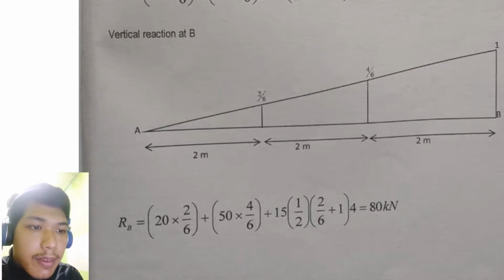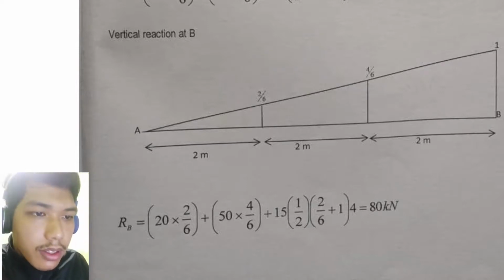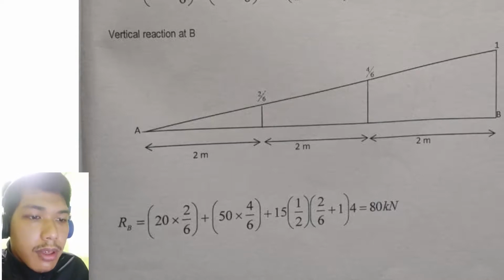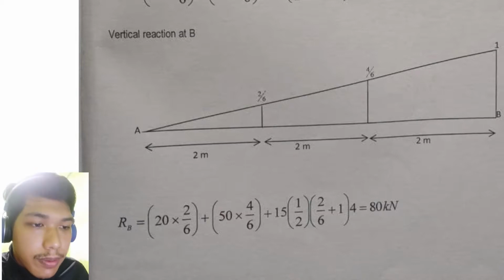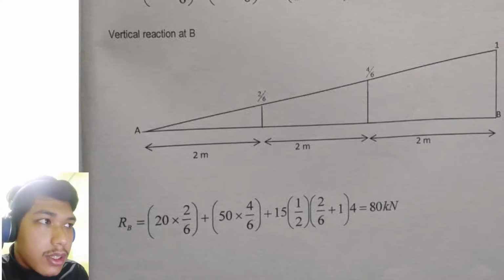For reaction at B, it's the same setup, which is 6 meters in the direction from A towards B. We use RB equals 20 multiplied by 2/6 plus 50 multiplied by 4/6 plus 15 multiplied by 1/2 multiplied by 2/6 plus 1 multiplied by 4 at the end. So we got 80 kilonewtons for reaction at B.